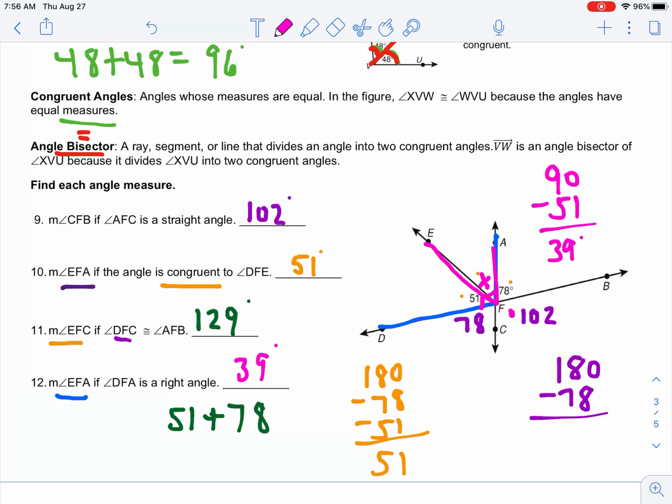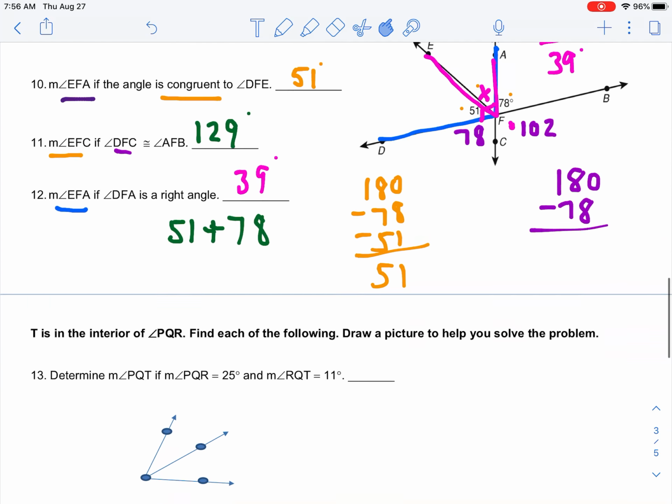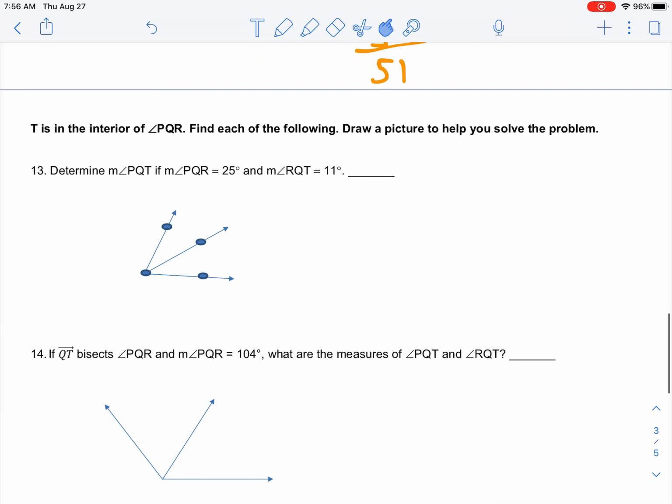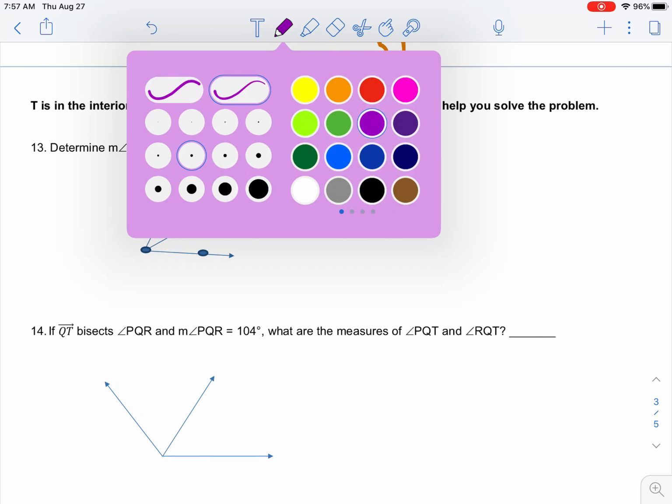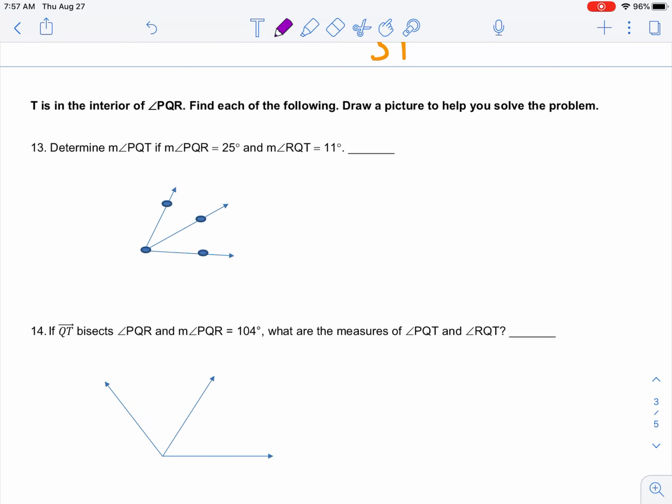All right, so we use the same picture to answer a lot right there, which can get a little bit confusing. But we will go ahead and try to show you in a picture. All right, let's look at a picture and try to solve some now. It says we have T in the interior, so T is the inside point. We have PQR, angle PQR, so PQ has to be down by the angle and R down on the side. It says that PQR equals 25.